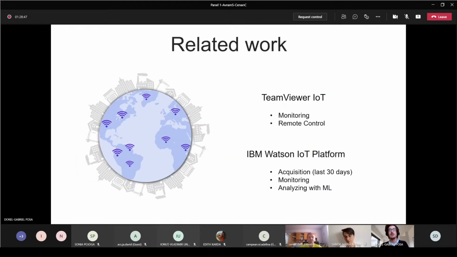For the related work, TeamViewer and also IBM Watson have their own IoT platforms. TeamViewer's IoT is mainly used for remote control. There is an agriculture machine building facility that successfully used TeamViewer IoT. And IBM Watson's main point is the use of machine learning to analyze the data gathered by the IoT platform. And also they show the data that was analyzed in the last 30 days.